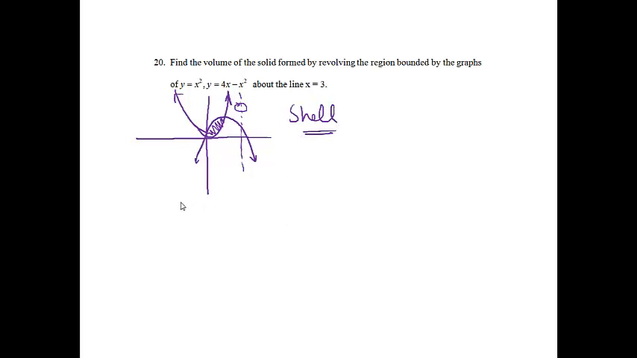So when I use the shell method, it's going to be volume equals 2 pi from this x value to this x value, which will be 0 to 2. And if you're not sure, you could use the intersect feature of your calculator to get that. Since I'm rotating it about the line x equals 3 instead of x right here, it will be 3 minus x. And then for the height, we'll always do top minus bottom. So the top curve is 4x minus x squared minus the bottom curve, which would be x squared.